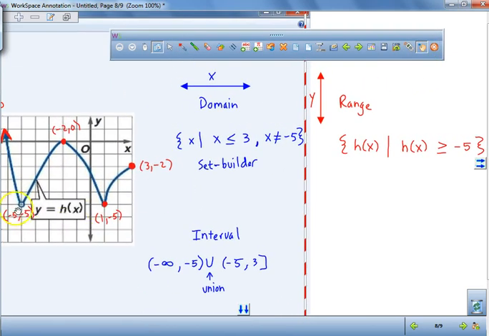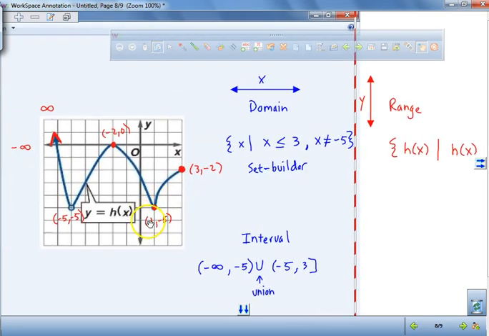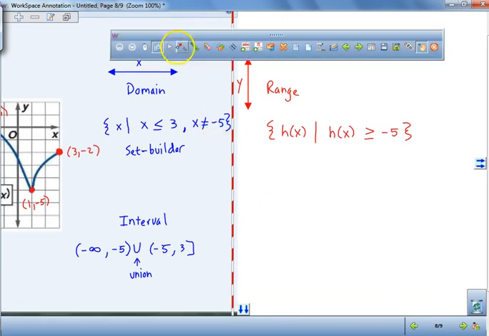So the open circle impacted the domain, but it did not impact the range, because technically there was a point that was plotted there. So why is it greater than or equal to -5? Because that's as low as it goes. And then it goes up here, it stops. But technically, it doesn't stop over here. So that's why it goes basically from -5 all the way up to positive infinity.